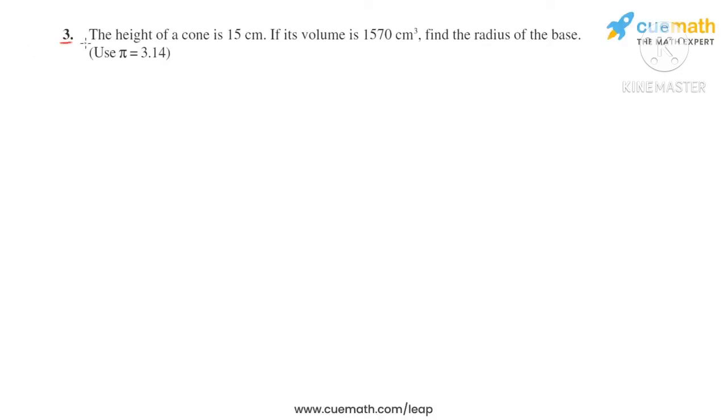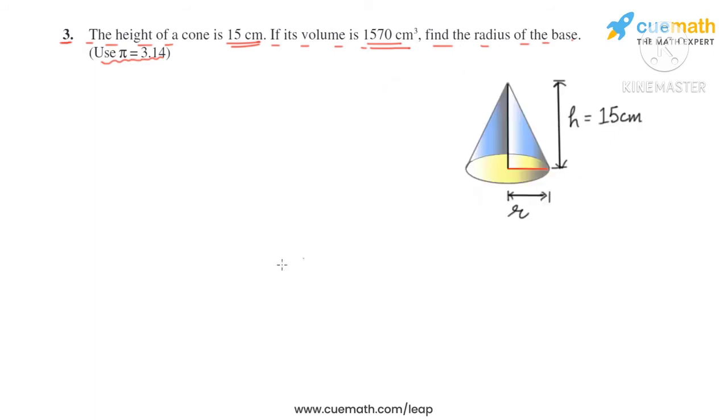In the third question, it is given the height of a cone is 15 centimeters. If its volume is 1570 cubic centimeters, then find the radius of the base and use pi as 3.14. So they have given the height of the cone and its volume, and then we have to find the radius of the base. So let the radius be r. Now we know that the formula for volume is 1 by 3 pi r square h. So they have given that volume is 1570 cubic centimeters.